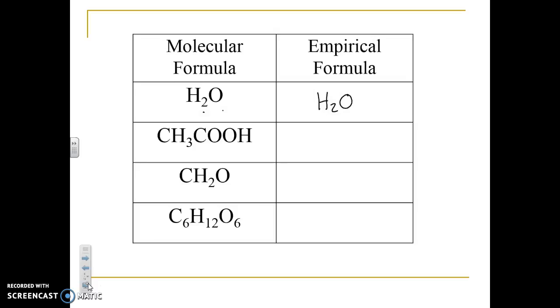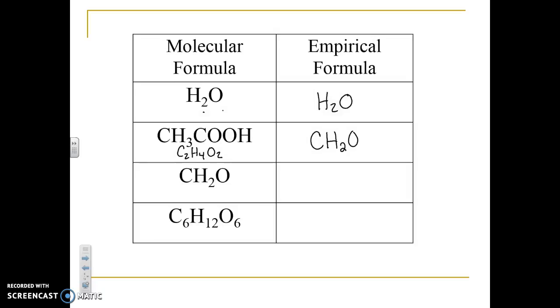Now in the second one, we see that we have some atoms kind of split out. That is to show structure. So let's go ahead and combine them together to make it a little bit easier. So we have 2 carbons, 4 hydrogens, and 2 oxygens. So we see that we end up with a 2 to 4 to 2 ratio. If we divide all of those by 2, that can reduce it down to 1 to 2 to 1. So my empirical formula would be CH2O1.